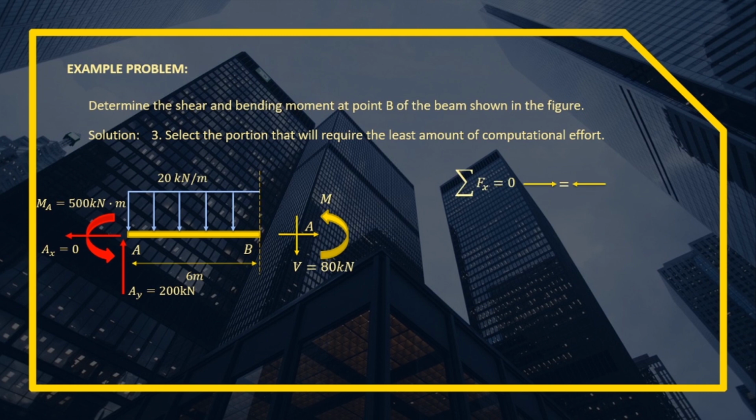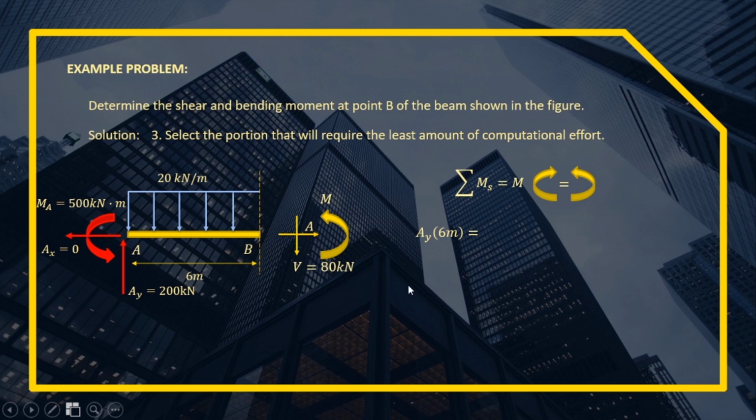Next, we will use summation of forces horizontal equal to 0. Equate all the forces to the right to all the forces to the left. All the forces to the right is the actual A, equal to 0, because our AX is 0. So A equals 0. Then next, we will solve the moment. We will use summation of moment about the section equal to M, or equate all the clockwise to all the counterclockwise moments. The clockwise moment about the section is created by AY only. So AY times 6 meters about point B.